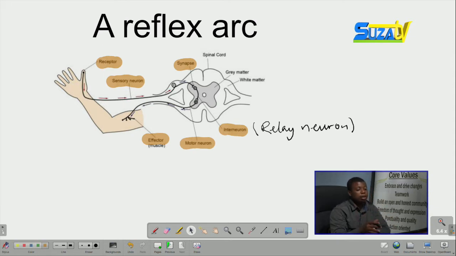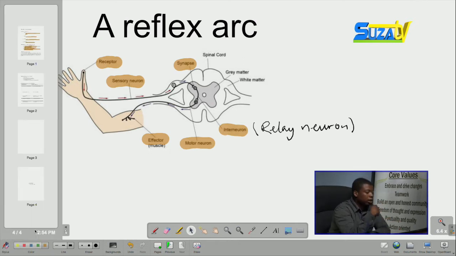So here we can see how the impulse moves as seen by the red arrows and the blue arrows. The red arrow shows the impulse through the sensory neuron up to the synapse, that is the dorsal root ganglion in the spinal cord, and the black or blue arrows show the impulse which moves towards the effector. So answering a question like this, you can answer it just like this.